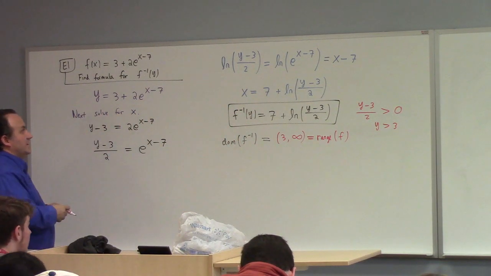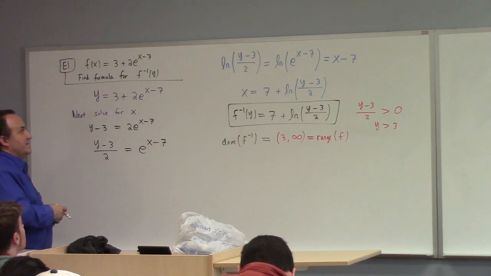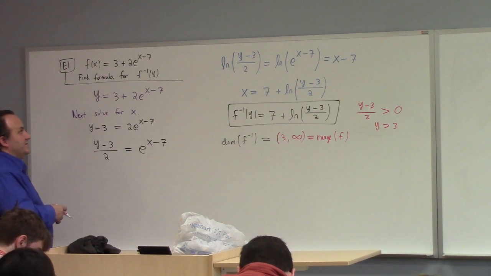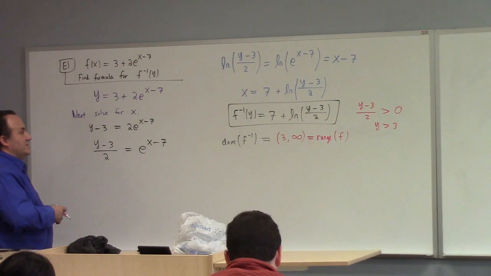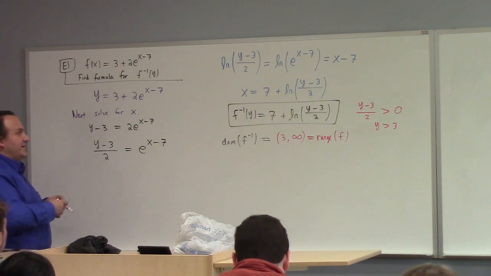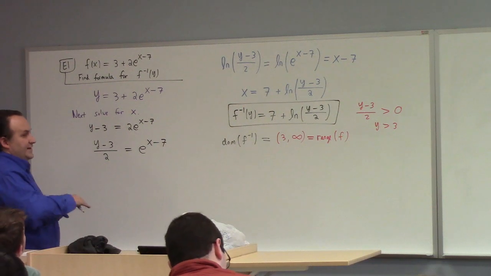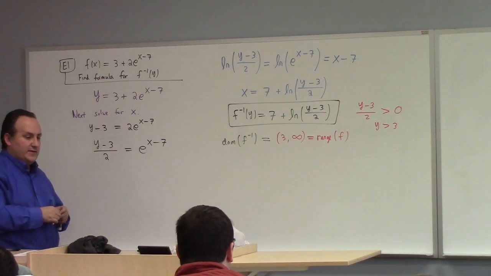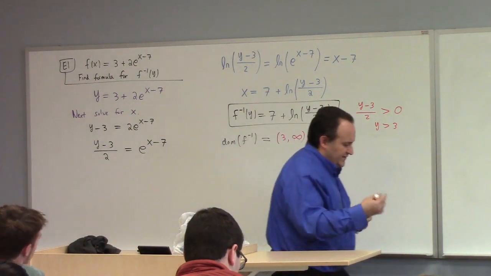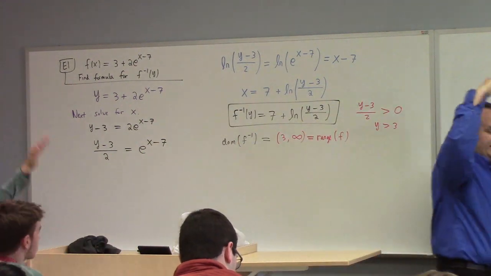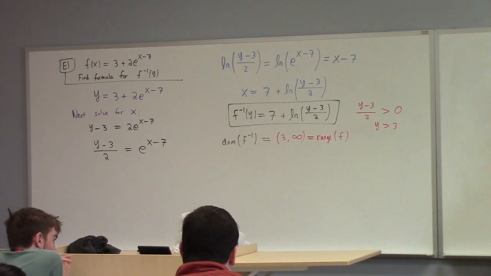Oh, interesting. And if you look at the formula for the original function, you can kind of see why that is, because it is a shift of the exponential 7 units to the right and then stretching it vertically by a factor of 2 and then shifting it up by 3. So if you shift it up by 3, you move the horizontal asymptote from the x-axis up to 3. And so it goes from 3, not included, to infinity for the range.